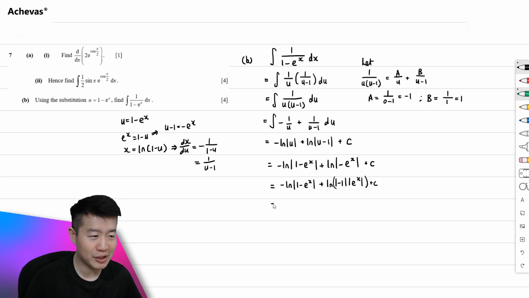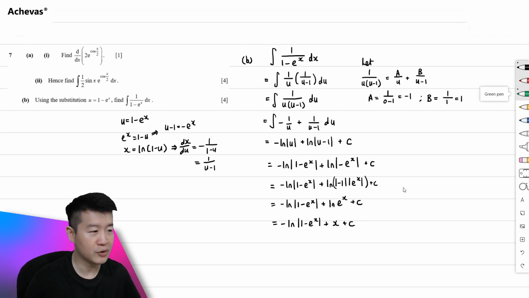It is a little bit much, but it's more for my explanation. So the modulus of minus 1 is positive. e to the power of x is also always positive. So this will turn out to be just ln of e to the power of x plus c, which is minus this, 1 minus e to the power of x, then plus x plus c.